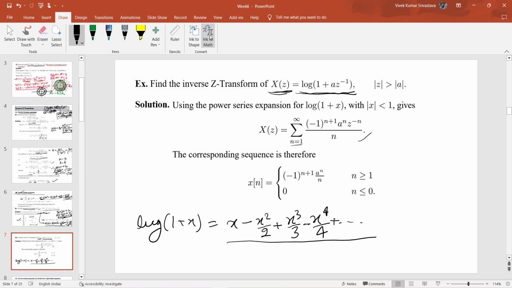Okay, so now you can see here that we can easily compare this X of z with the z transform, summation n equals 1 to infinity, x of n, z raised to the power minus n. Okay, so from here we can see that this x of n is equal to this term.